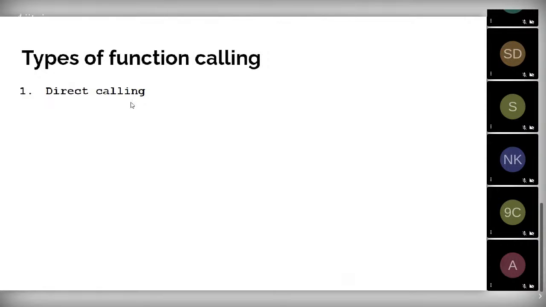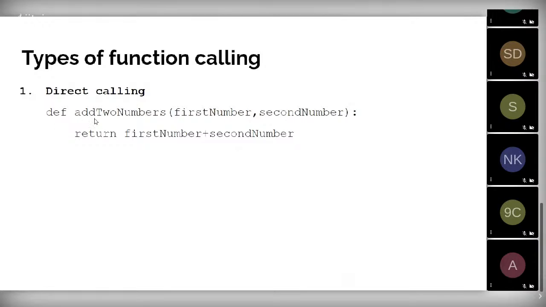So first is direct calling. In direct calling, suppose that we have a function, def add two numbers. So this is basically the declaration of the function. What this function is doing is adding two numbers. So in the parameters we are passing first number and second number, and it is returning us first number plus second number.